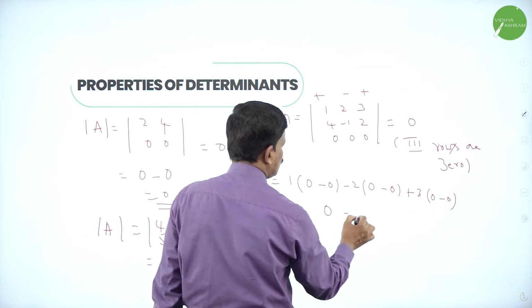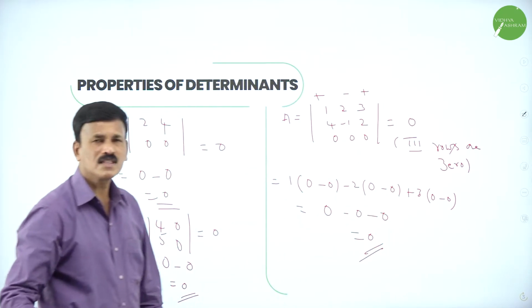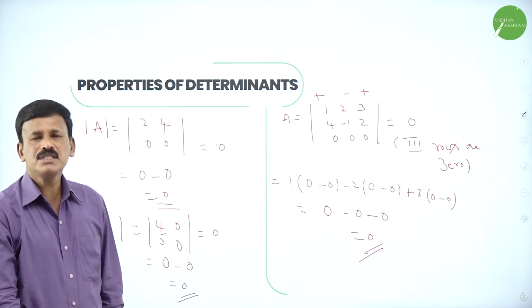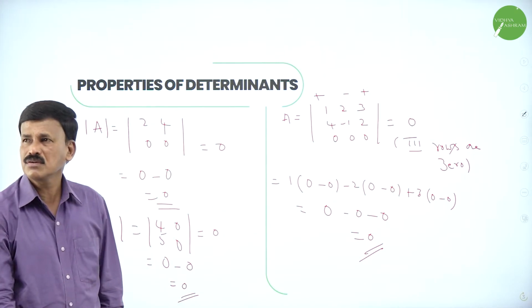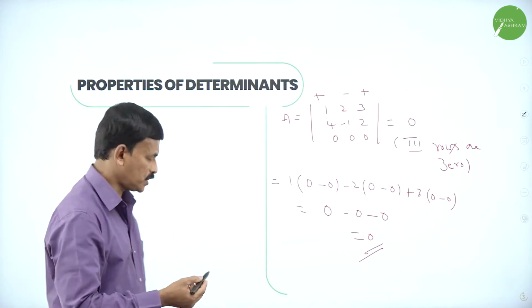So this is 0, 0, 0, totally equal to 0. So if all the elements in a row or column are zeros, then the value of a determinant is also 0. Now let us take one more problem in 3 rows and 3 columns.